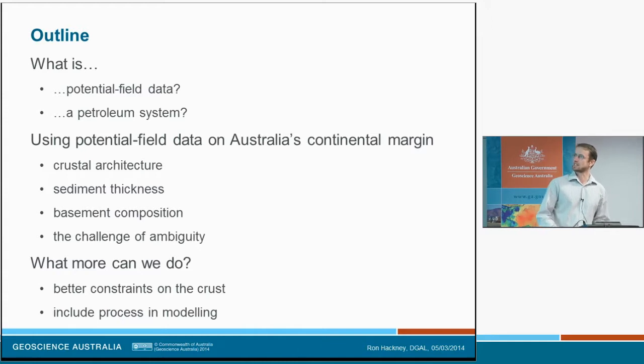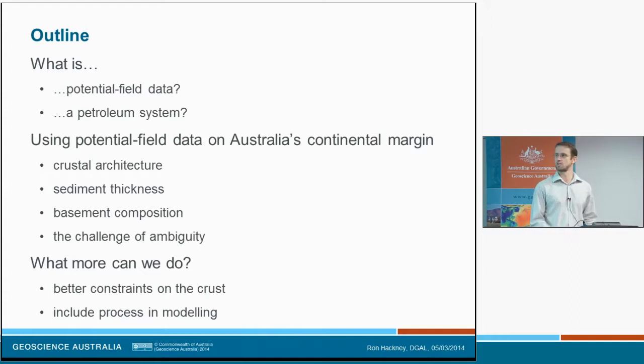I'm going to give some case studies, some examples here of using potential field data on Australia's continental margin. Now, of course, in a presentation like this, much of this work I can't claim credit for myself, but the people who've contributed or done the work or led the work will, of course, be acknowledged as we go through. I'm going to talk a little bit about crustal architecture of the margin, sediment thickness, basement composition, and then end on this little point here on the challenge of ambiguity and uncertainty.